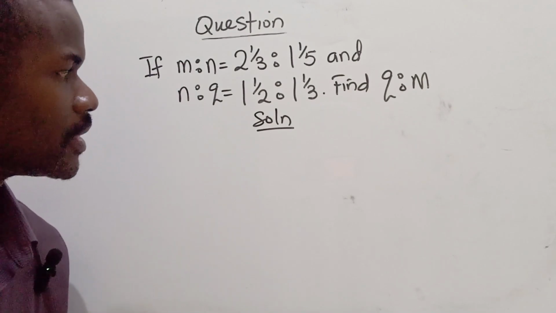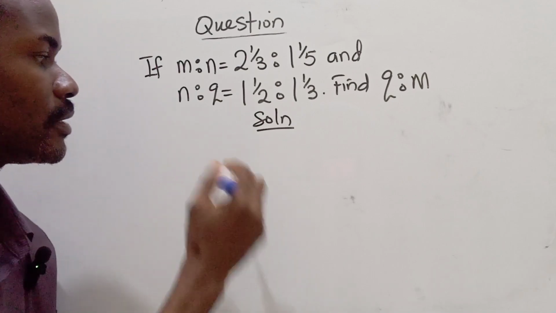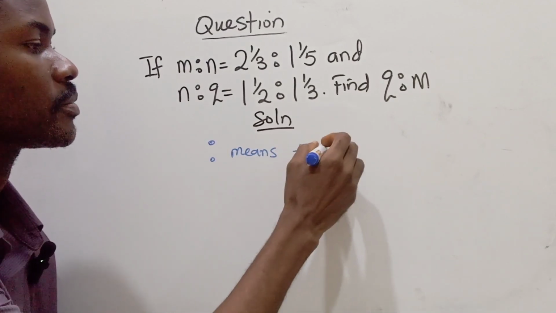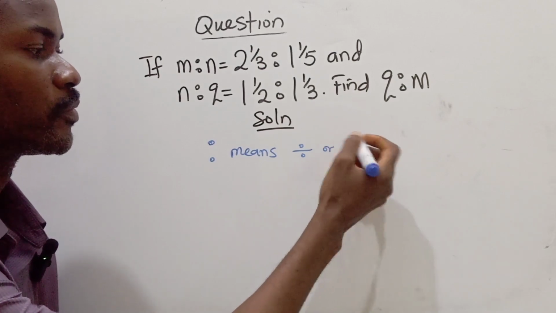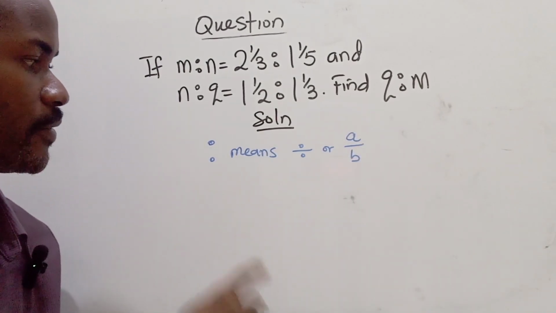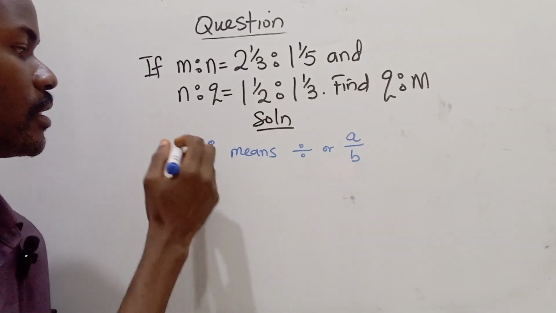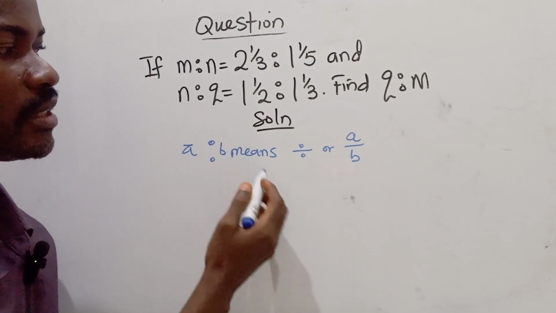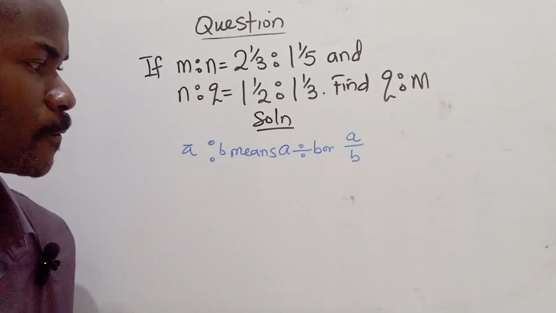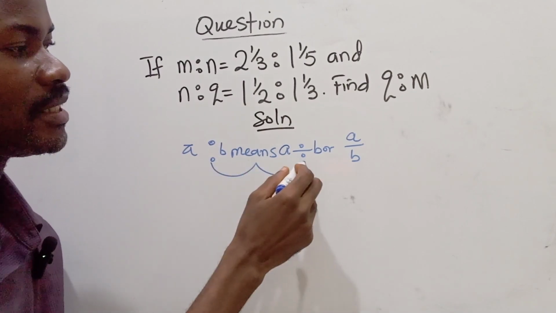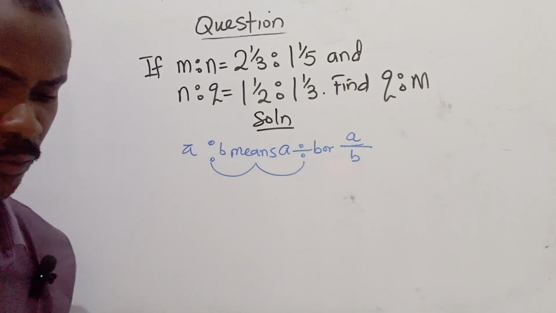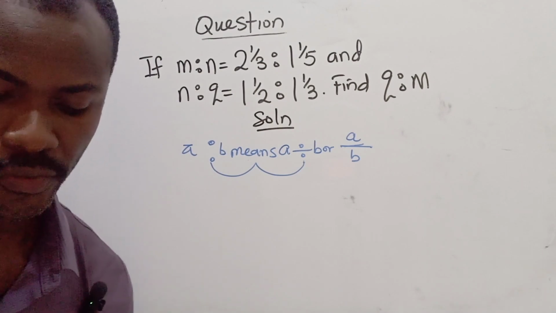Alright, so now the ratio symbol is this. It also means division. For instance, we can say A divide B. So if we have A ratio B, it means A should divide B, or A over B. So ratio simply means division, like we have on the board. So that is the first thing we want to understand, the symbol of ratio.